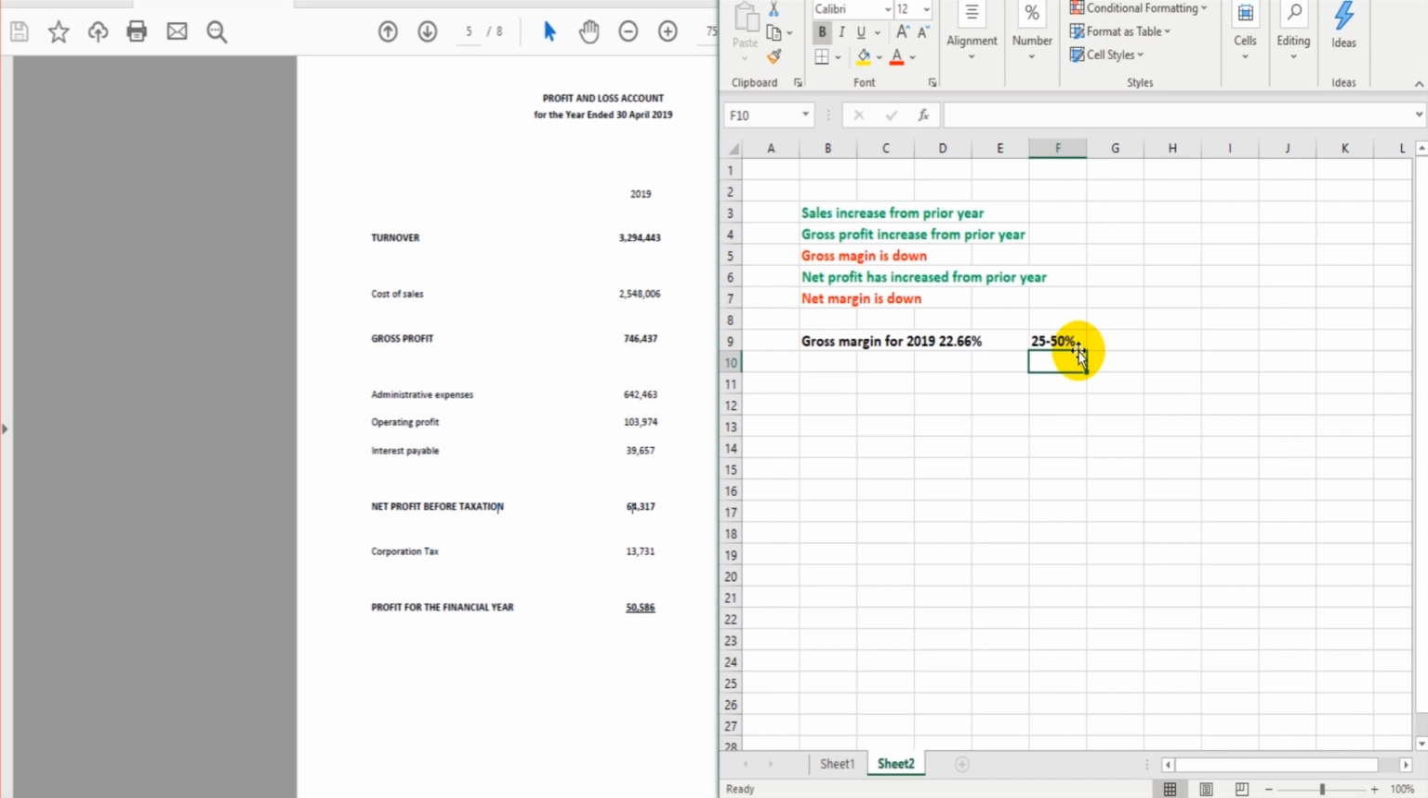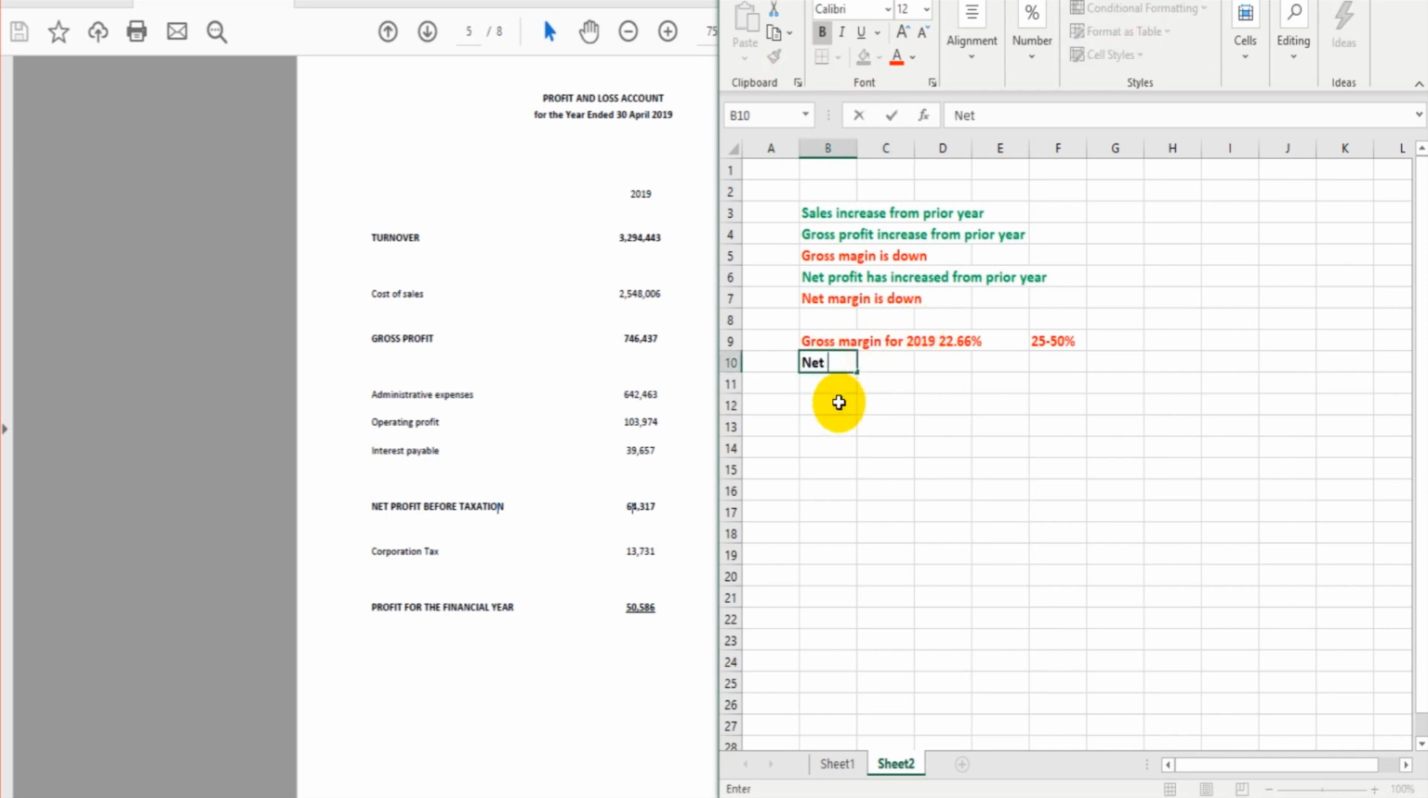Now, once again, this changes per industry. For some industries, 20% is a healthy gross margin, whereas other industries, 90% gross margin is the healthy margin. So it does change per industry. But as a rule of thumb, 25 to 50% gross margin percentage is what you should really be aiming for, at least. We're getting 22.66%. So it's not really that healthy. We are making a profit, but not as much as we should be. There is a bit of a warning light here.